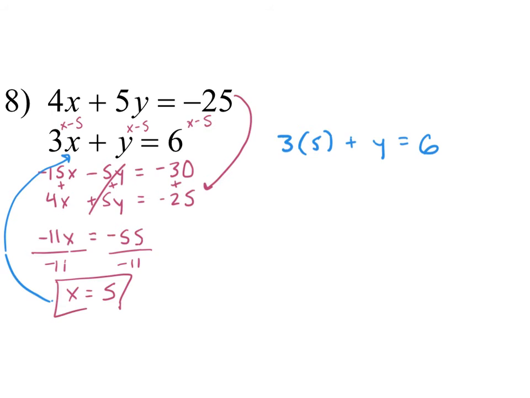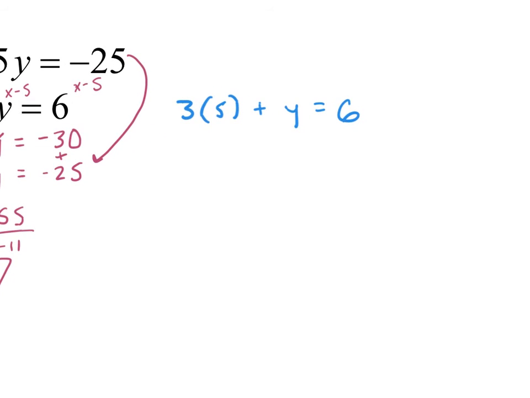What do we need to do first to solve? Multiply 3 and 5. Perfect. So 15 plus y is equal to 6. What do we do next? Subtract 15 from 6. Perfect. Subtract 15. So what's y equal to? Negative 9. Awesome.